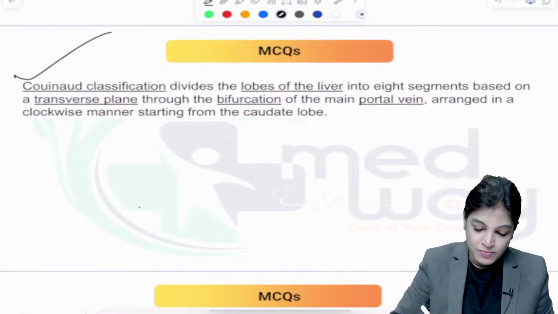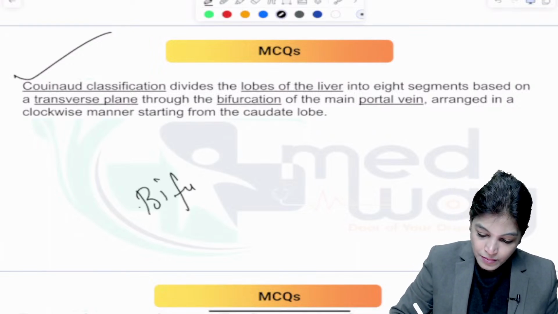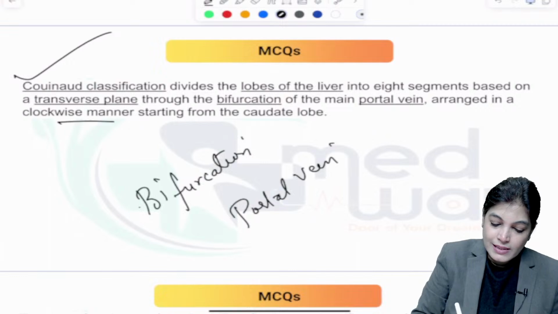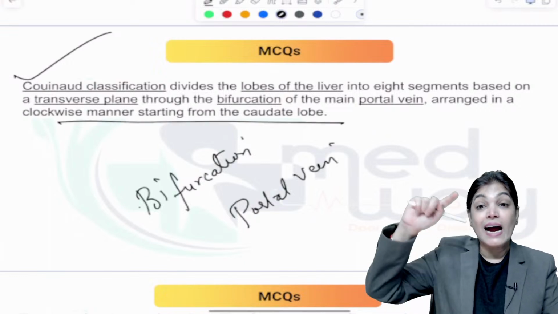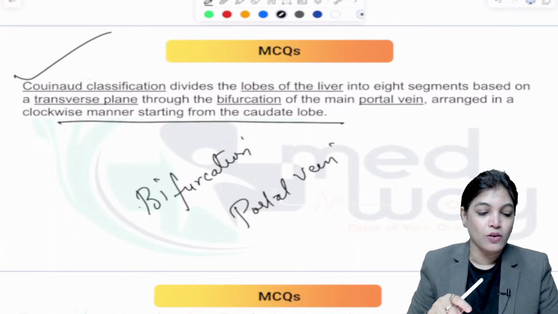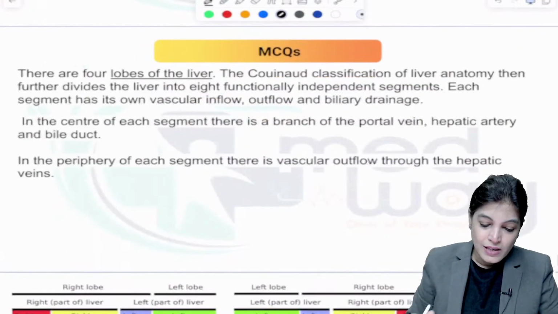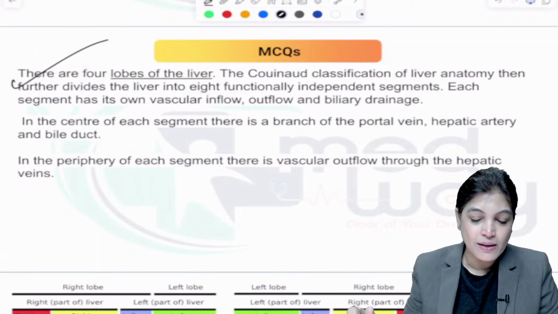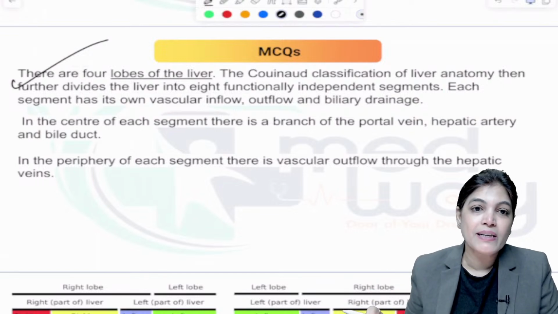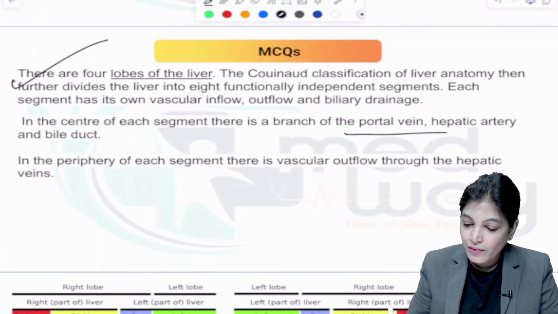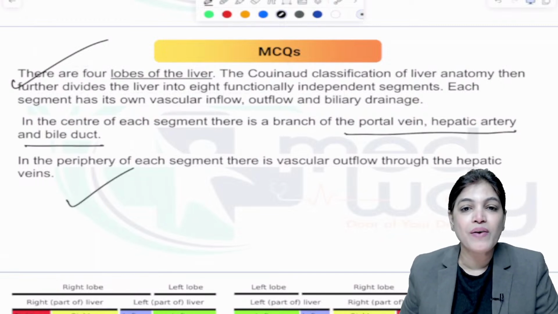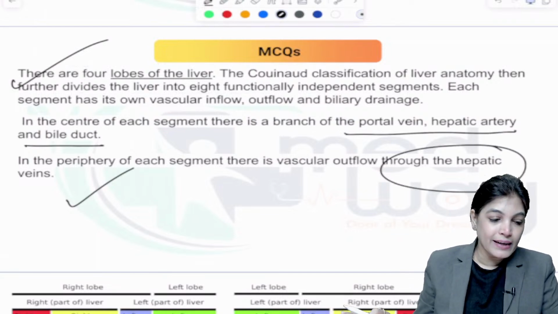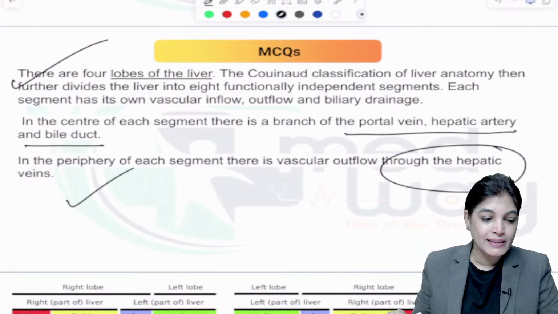A transverse plane passes at the bifurcation of the main portal vein, and thereafter the segments are arranged in a clockwise manner, starting from the caudate lobe. There are 4 lobes of the liver and they are further divided into 8 segments, each independent. In the center of each segment there is a branch of the portal vein, hepatic artery and bile duct, and the vascular outflow at the periphery is by the hepatic veins. So this is the definition and how the hepatic segments are formed.